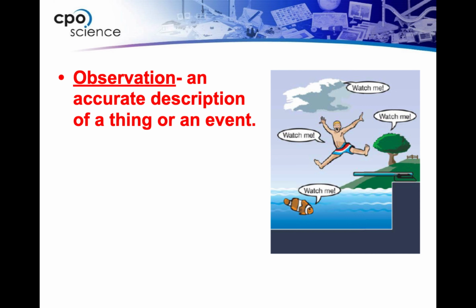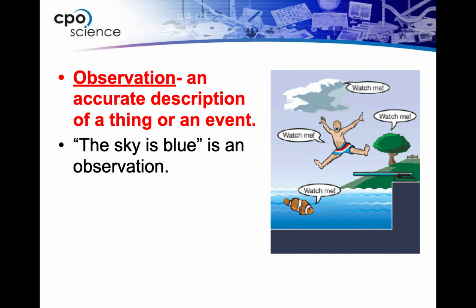Accurate descriptions. The boy jumped off the board there. There is a tree in the background. There is a cloud in the sky. There's an orange fish in the water. Those are all accurate descriptions. If I start saying things like, that's a pretty tree, that fish is big, that boy's having fun, those are no longer observations. I'm now starting to get into what we call opinions.